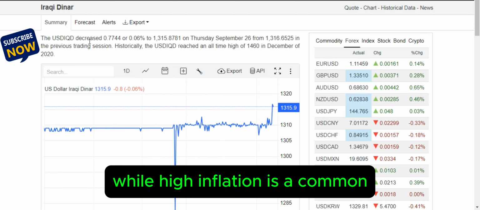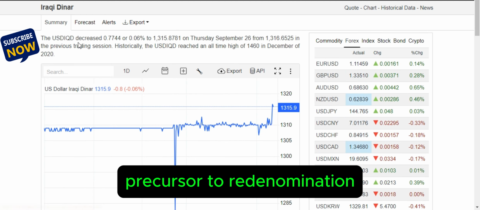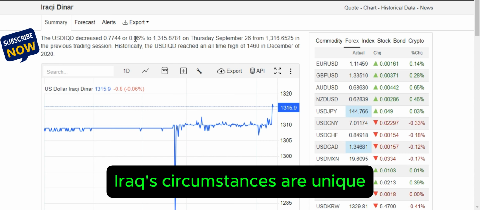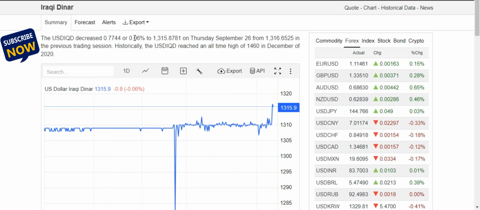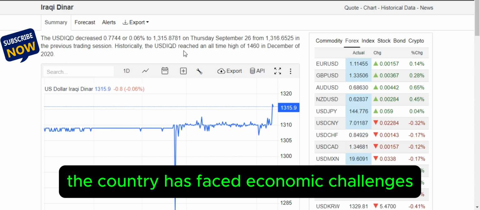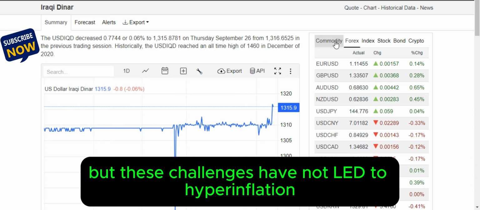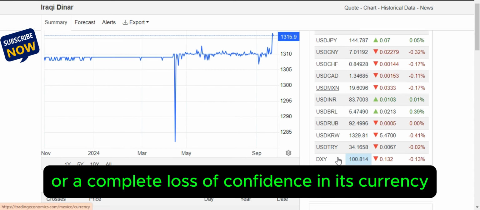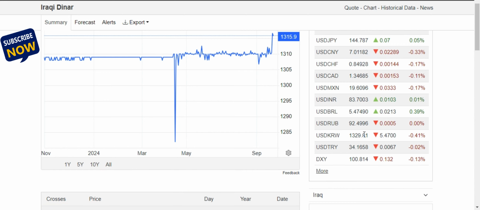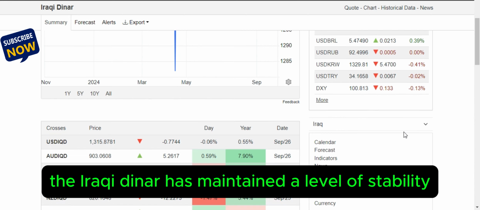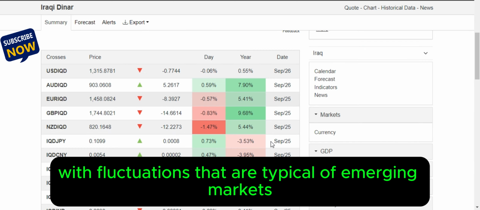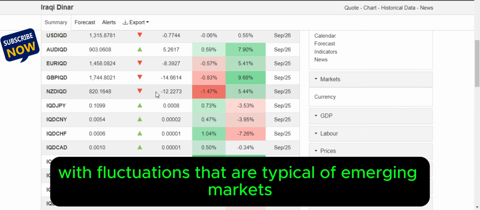While high inflation is a common precursor to redenomination, Iraq's circumstances are unique. The country has faced economic challenges, but these challenges have not led to hyperinflation or a complete loss of confidence in its currency. Instead, the Iraqi dinar has maintained a level of stability, albeit with fluctuations that are typical of emerging markets.